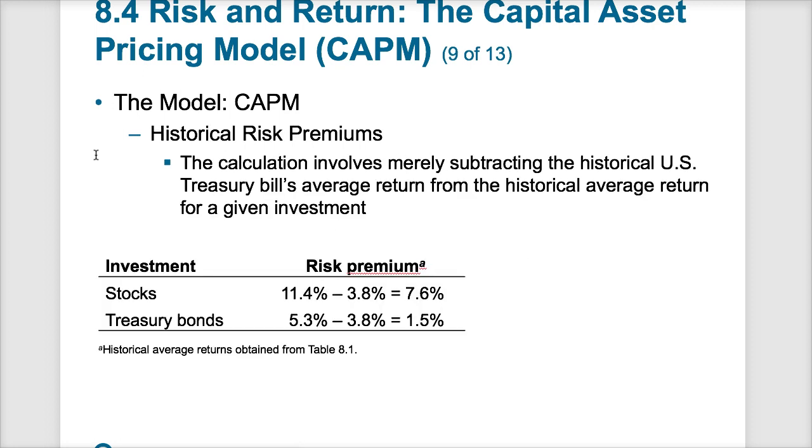Now, if we look at historical risk premiums, we're going to look at stocks minus the risk-free rate of 3.8, and this is not the current Treasury bill rate, but this is the one we're using for examples. If we take the stocks minus the risk-free rate, we get a risk premium of 7.6, and for Treasury bonds, we get a 1.5. So stocks have a much higher risk premium, which is one of the reasons they have a higher return, or also a higher variability of returns.